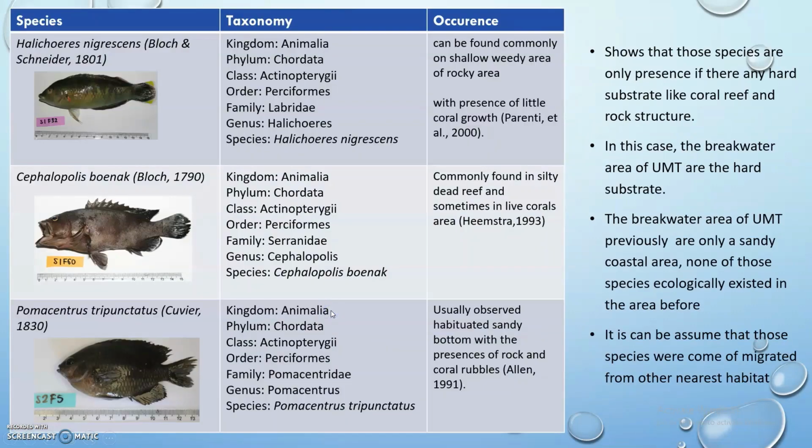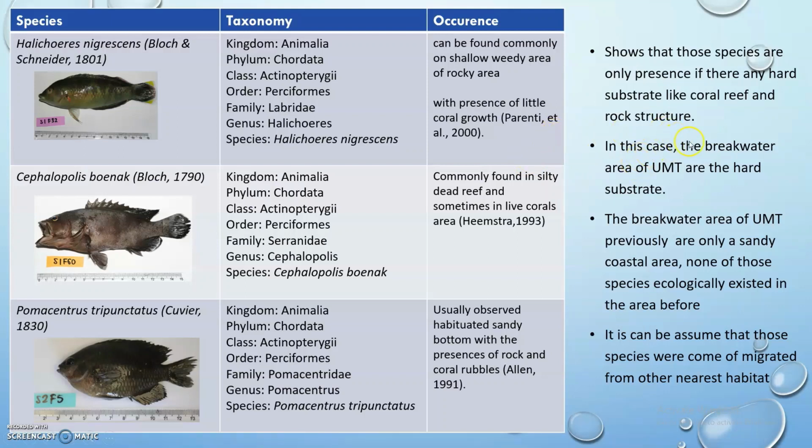So, for example, Halichoeres nigrescens from the family Labridae is commonly found in shallow weedy areas of rocky areas with the presence of little coral growth. So from these examples, it shows that those species are only present if there is hard substrate like coral reef and rock structure.